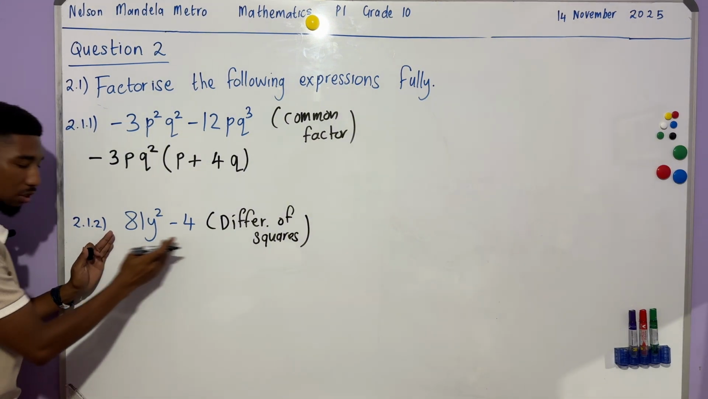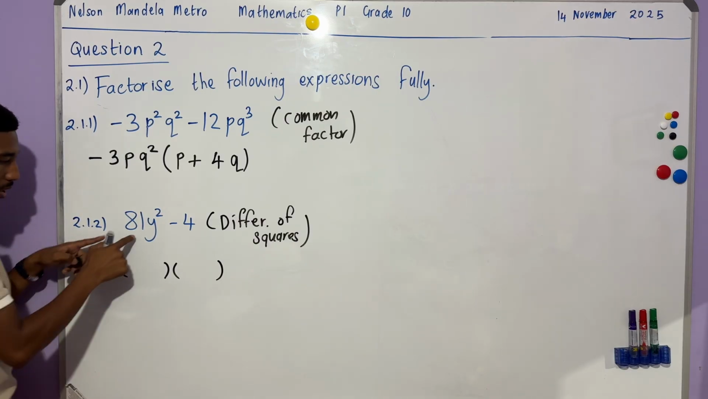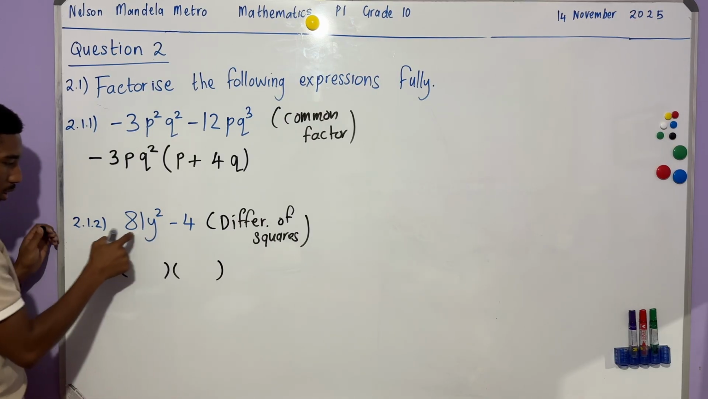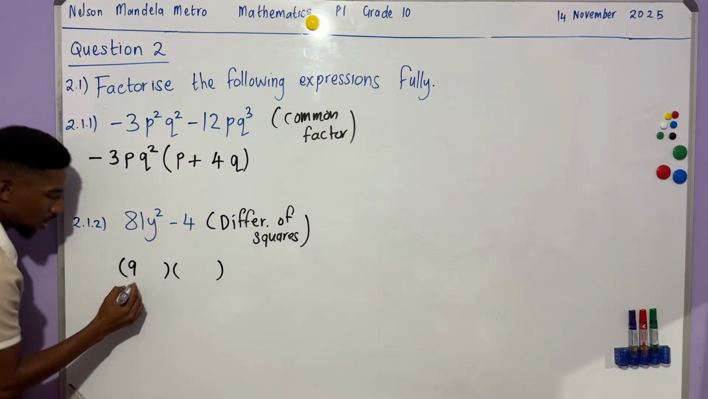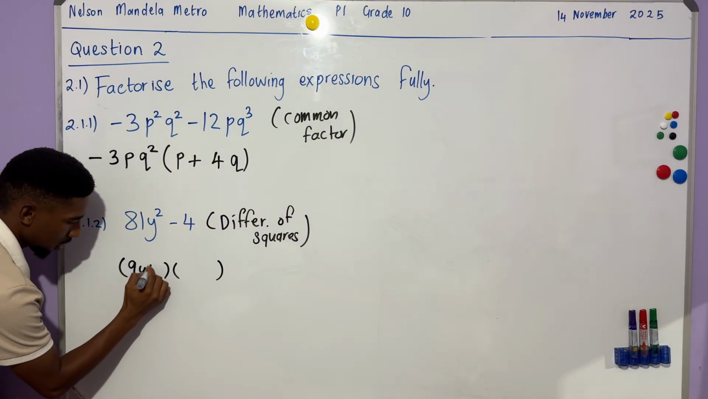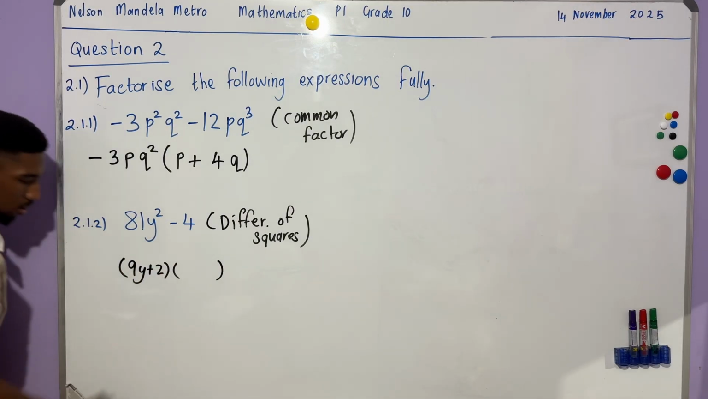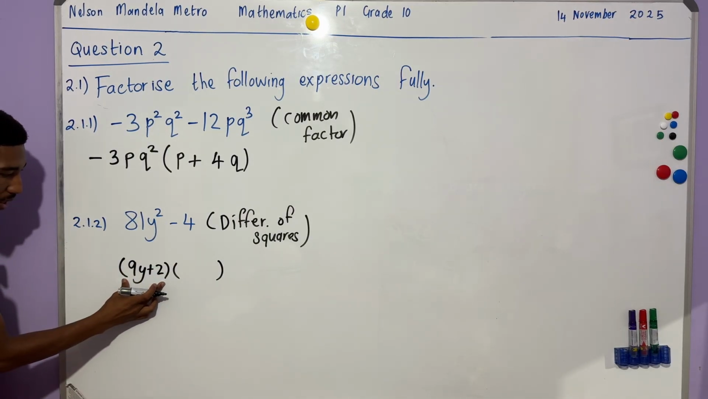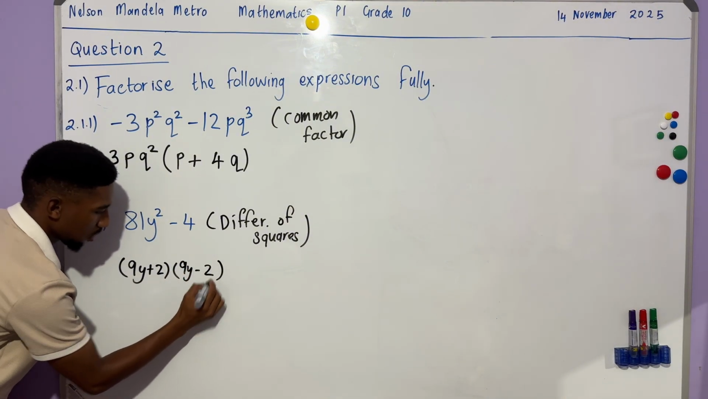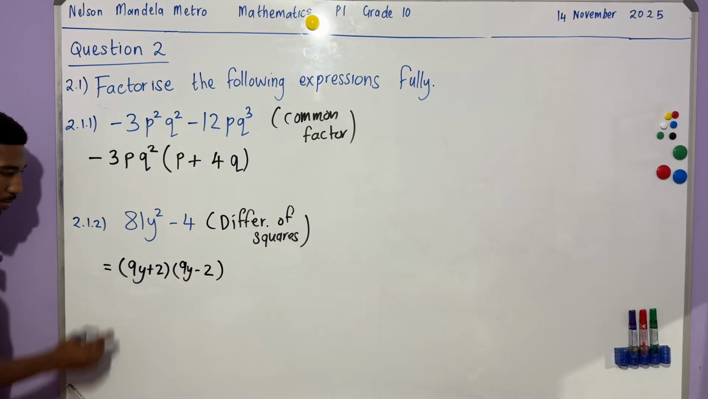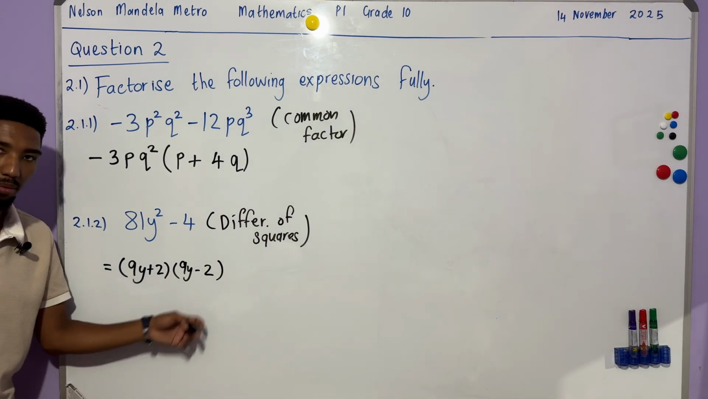So we know with difference of squares we create 2 brackets. For the first term, the square root of 81 is 9. The square root of y squared is simply y. Then we have a plus. The square root of 4 is 2. So we have that first bracket. And we repeat ourselves in the second bracket, except now we change the sign. And that is the final answer.